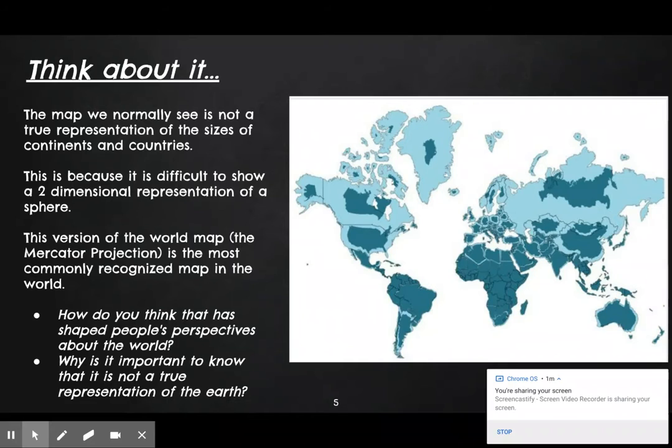So think about it. This is a map we normally see, and it is not a true representation of all the sizes of continents and the countries. And this is because it's difficult to show a two-dimensional representation of a sphere.